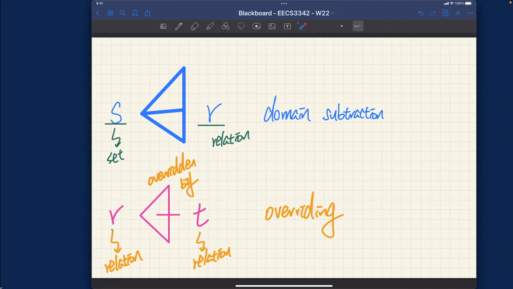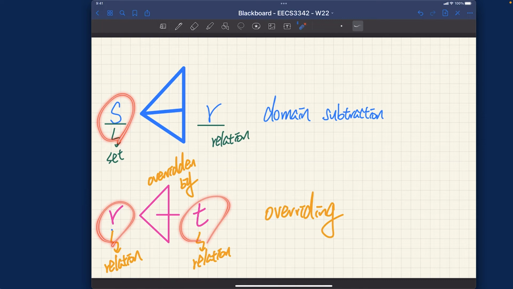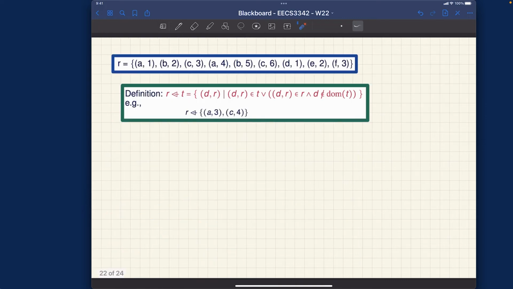Make sure you can distinguish between two operators that look similar syntactically, but semantically they're very different. They're different operators. Especially here, you can see one is about a set, and the other is about two relations. Let's now take a look at the example we have for relational overriding.